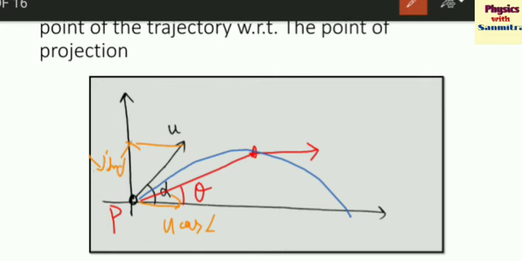Now at the highest point, what will be the velocity? Velocity will be u cos alpha, since there is no vertical component. I have already covered projectile motion, so if you are facing problem in this question about the basics of projectile, you can see my playlist.